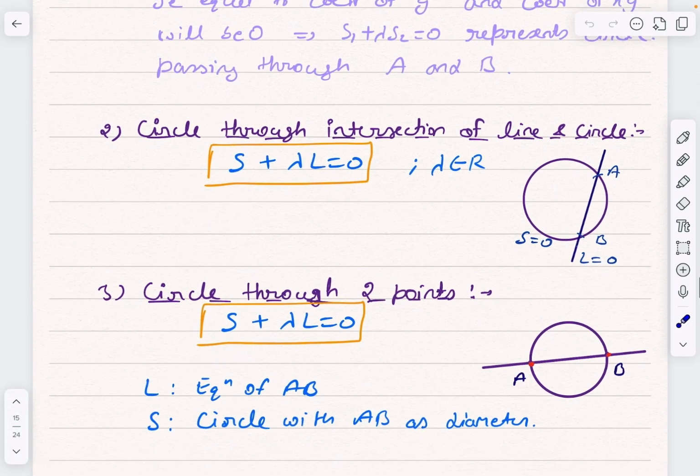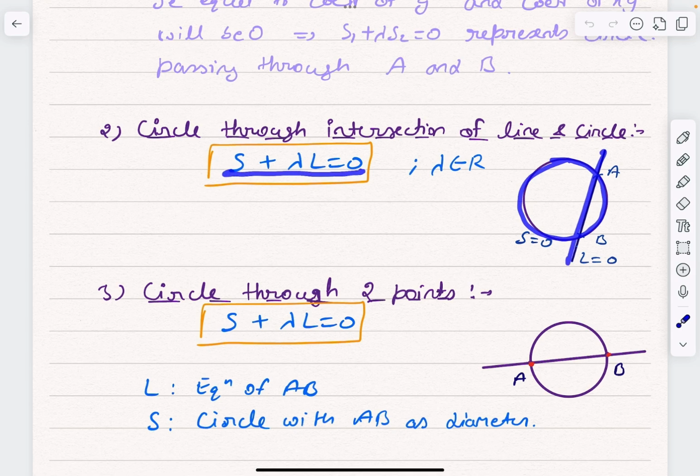Next one, guys. Circle through intersection of line and circle. If you have a circle S equal to 0 and a line L equal to 0, there also it will be S plus lambda L equal to 0. Here lambda can be any real number. Same proof.